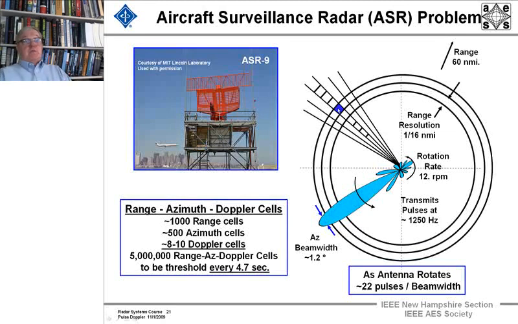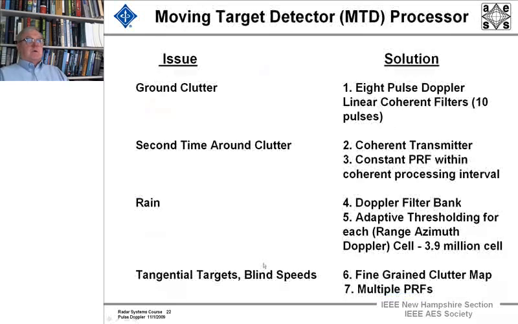In the implementation of the MTD, we processed 10 pulses and came out with 8 filters, which did the job quite nicely. And here we see the beam going around at 4.7 RPM. Excuse me, that's the number of seconds to go around at approximately 12 RPM, 1250 hertz, 1.2 degrees is about the beam width. And we get about 22 pulses per beam width. So you're in good shape, you get 2 PRFs.